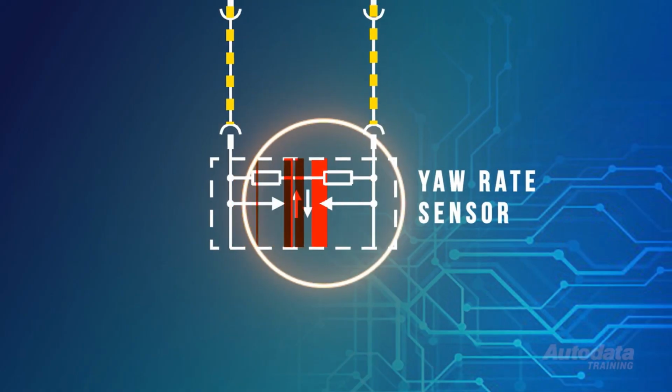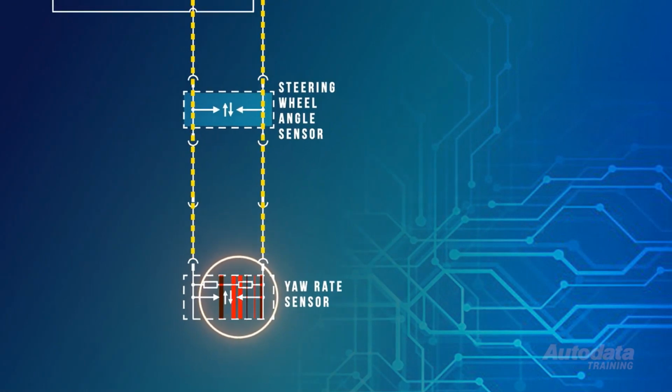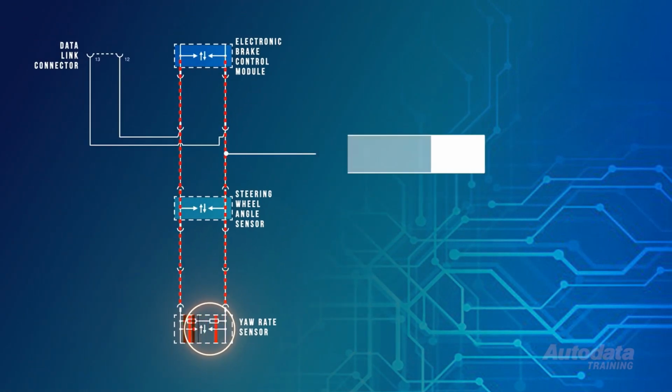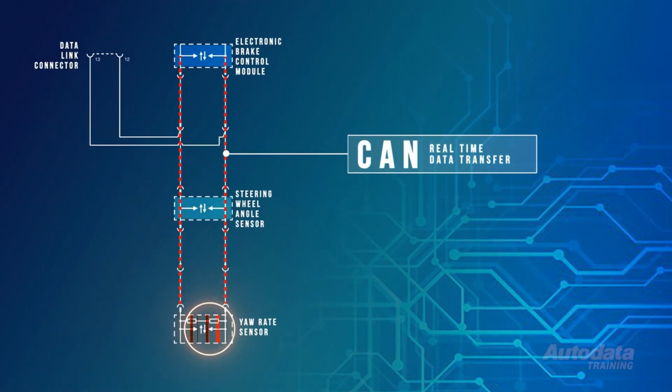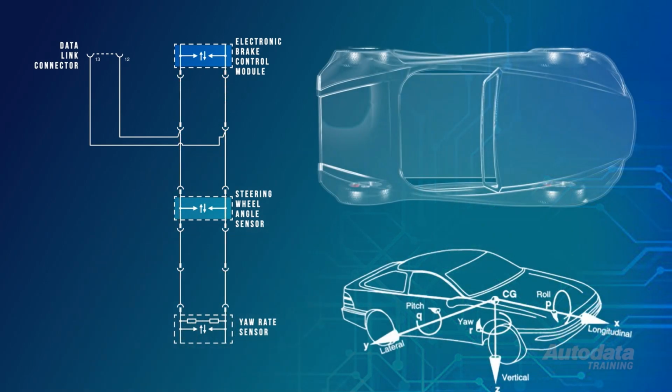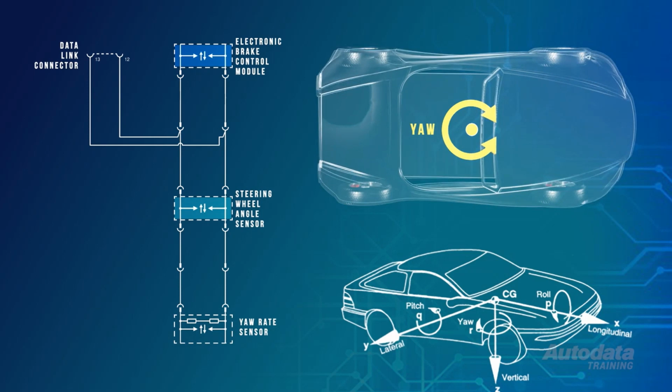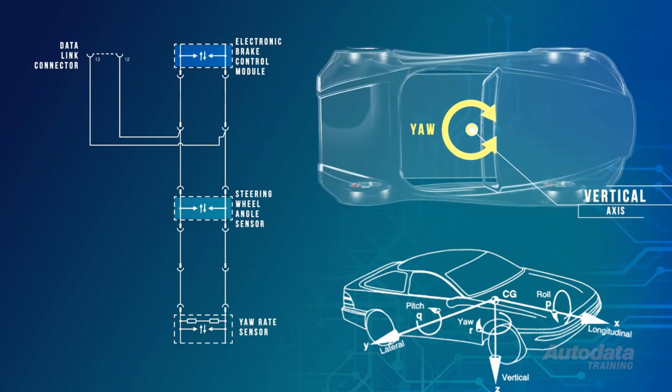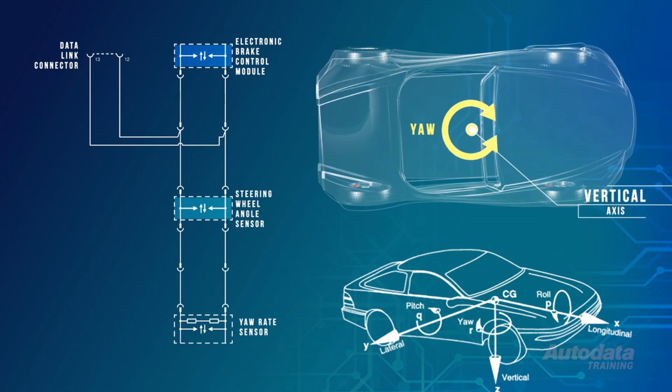A fault within the yaw rate sensor or circuit will prevent the operation of the ESP. This system utilises CAN for real-time data transfer between the various modules. A yaw rate sensor is used to measure the angular velocity of the vertical axis of the vehicle, then relay this data back to the ESP module.